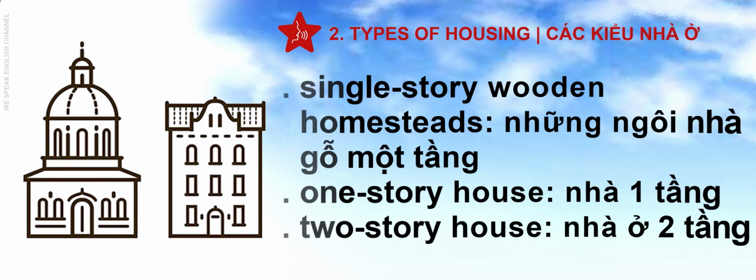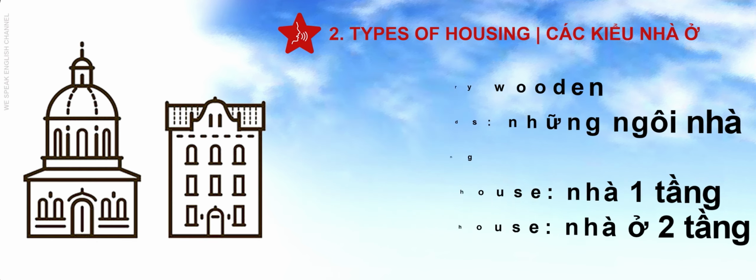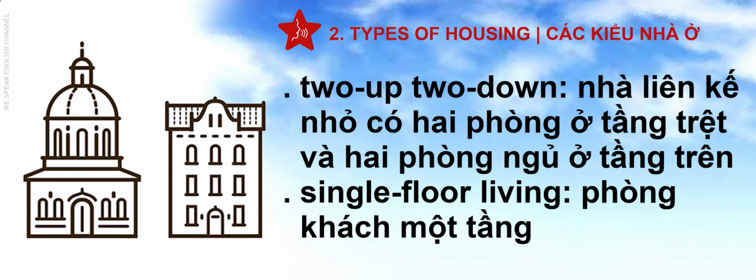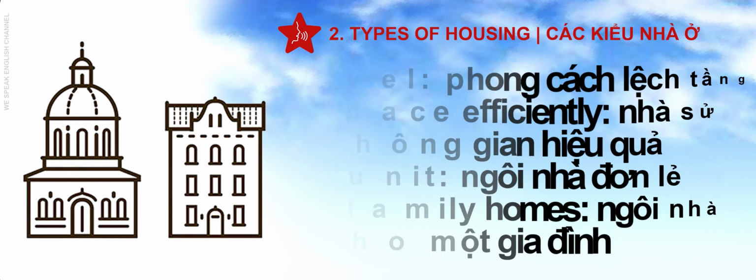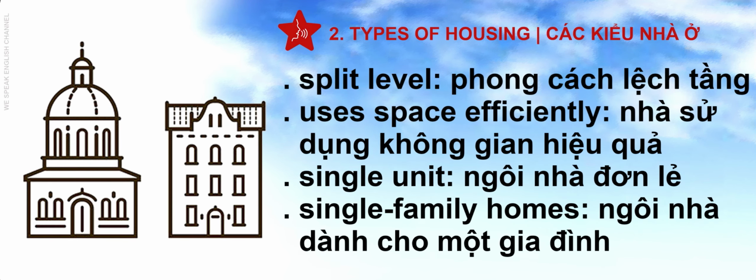2. Types of housing. Single-story wooden homesteads. One-story house. Two-story house. 2 up, 2 down. Single floor living. Split level. Uses space efficiently.